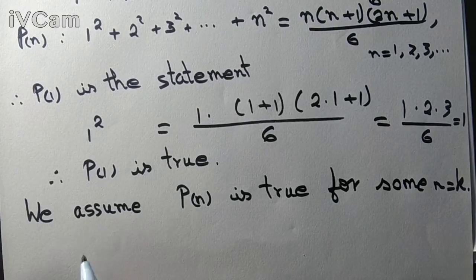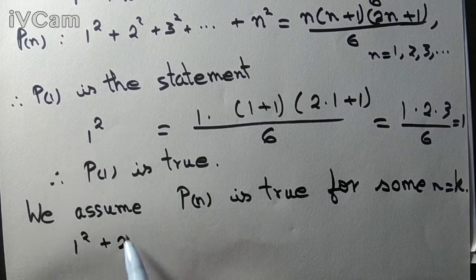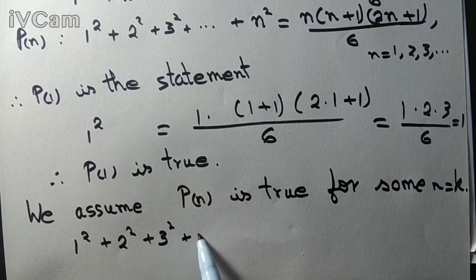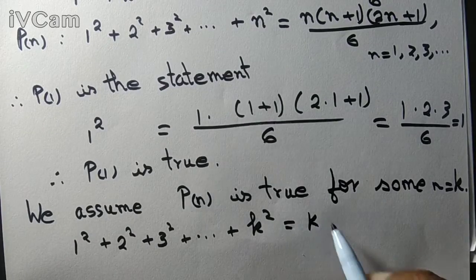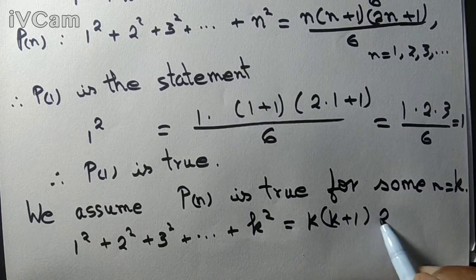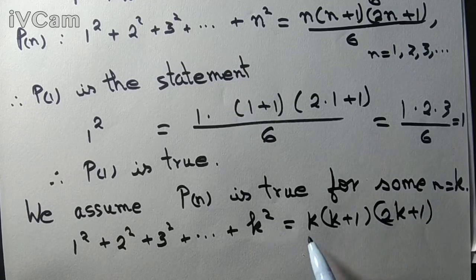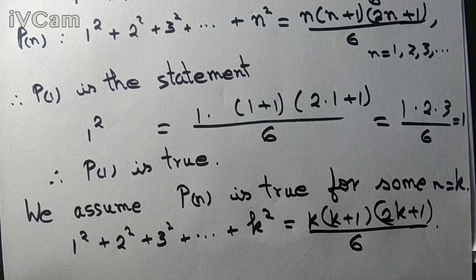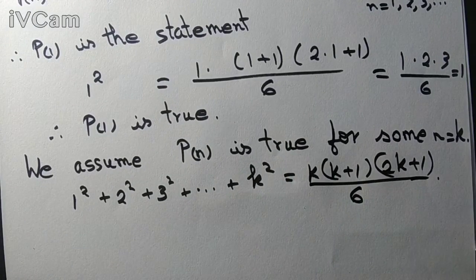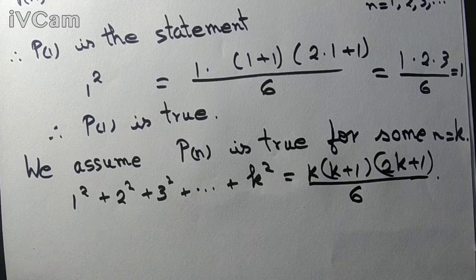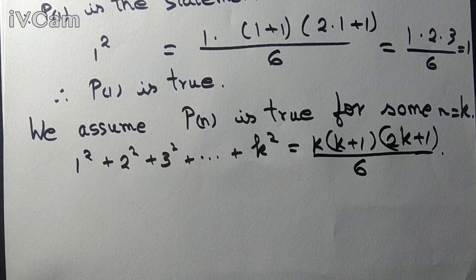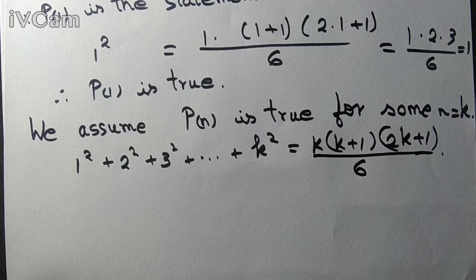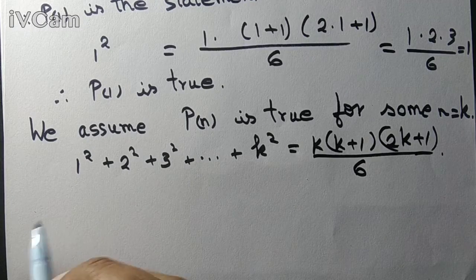So we have 1 square plus 2 square plus 3 square plus dot dot dot plus k square equal to k into k plus 1 into 2k plus 1 by 6. However, we are just assuming for some n equal to k, and we'll prove that if it is true for n equal to k, then Pn has to be true for n equal to k plus 1. So what will be the left hand side of Pk plus 1?